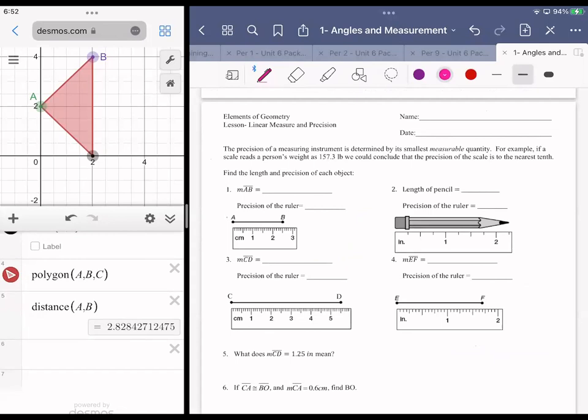Right. So a little blurb here. The precision of a measuring instrument is determined by the smallest measurable quantity. It's a wordy way of saying, what's the smallest increment on your ruler? And what is that worth?